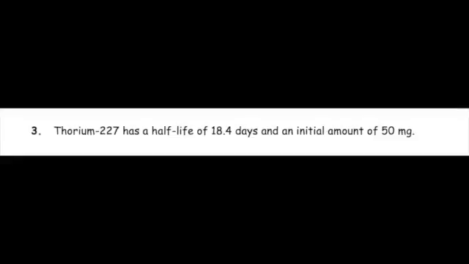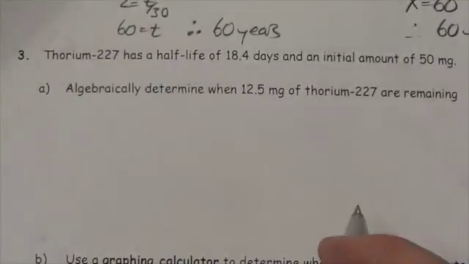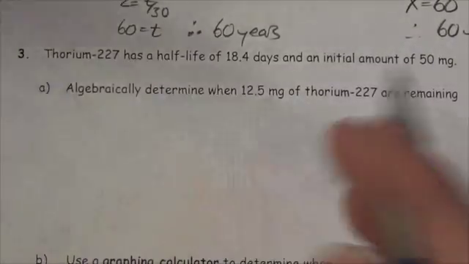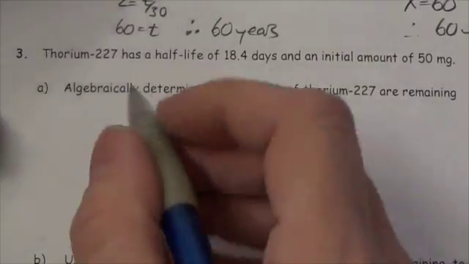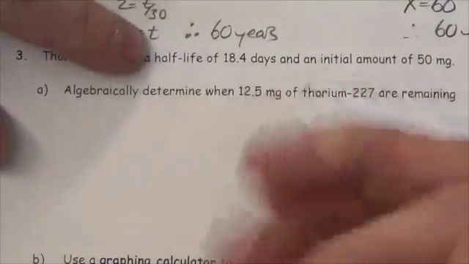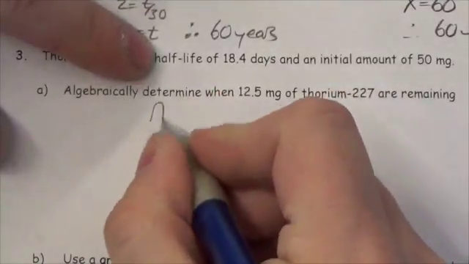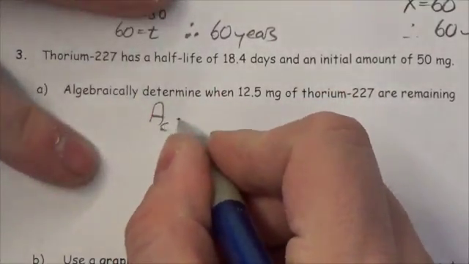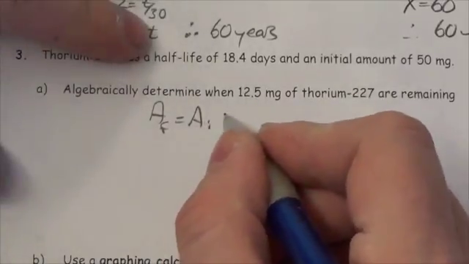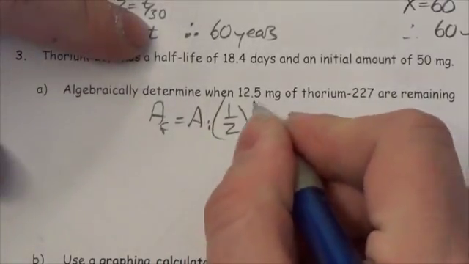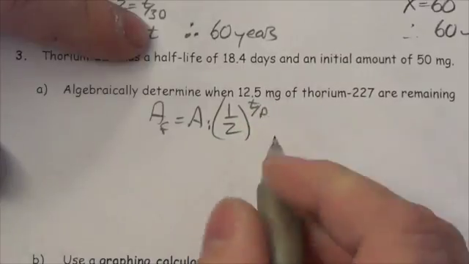Answer the following questions about thorium-227, which has a half-life of 18.4 days, and we're beginning with an initial amount of 50 milligrams. The question says to algebraically determine when 12.5 milligrams of thorium-227 are remaining. So we're using our half-life equation, with the variables I used before: the amount final is equal to the amount initial, or the amount not, times 1/2 to the t over p, the period of growth here.